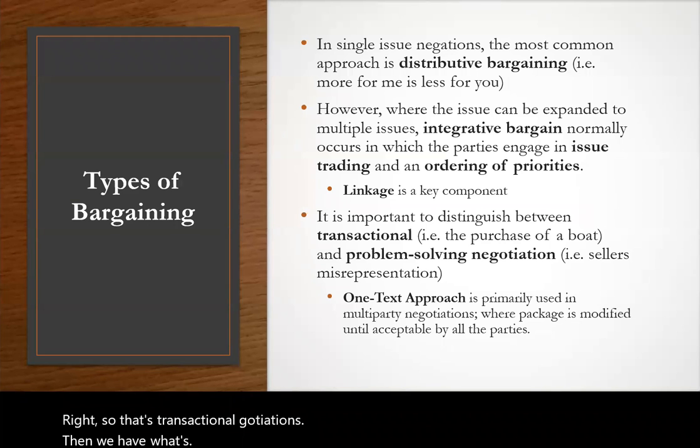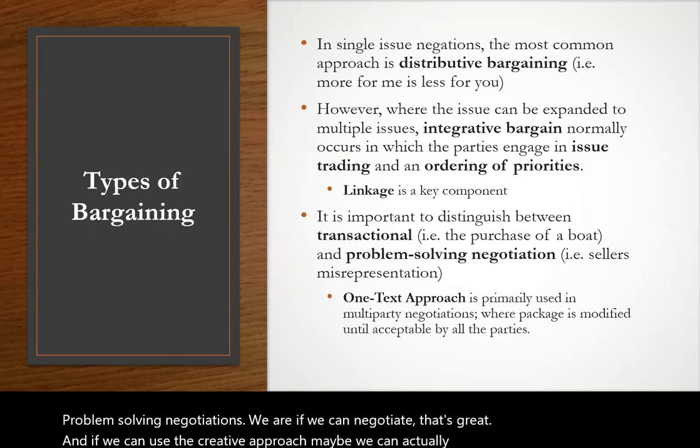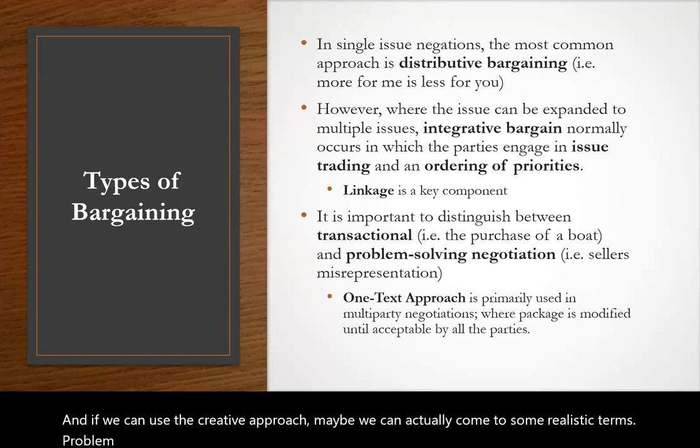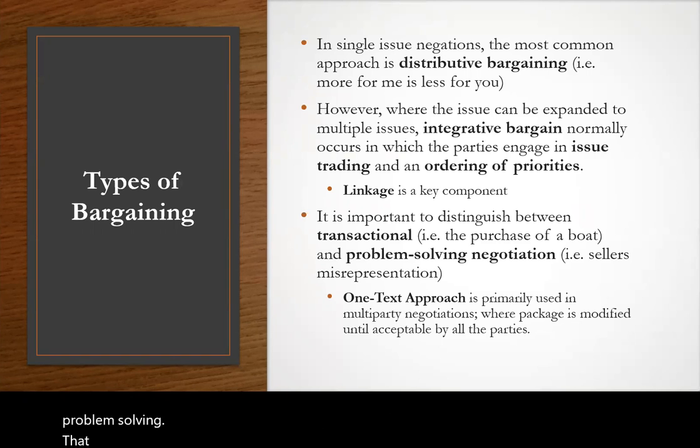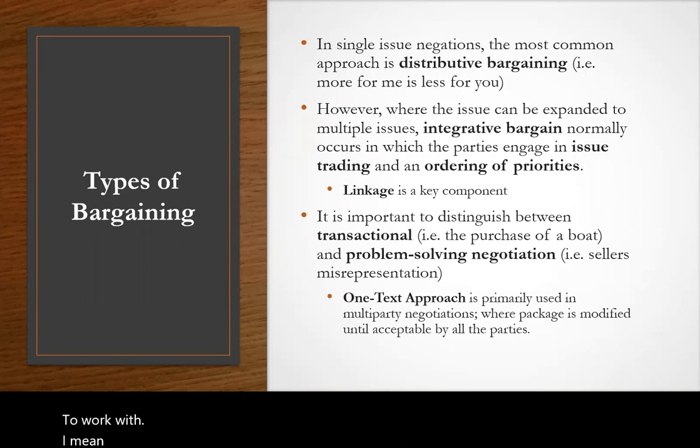Then we have what's more difficult, problem-solving negotiations, right? So with problem-solving negotiations, if we can negotiate, that's great. And if we can use a creative approach, maybe we can actually come to some realistic terms. But problem solving means somebody got screwed over somewhere, right? So you are guaranteed to get the hostile person, the difficult person to work with. I mean, it's pretty much a given, right?